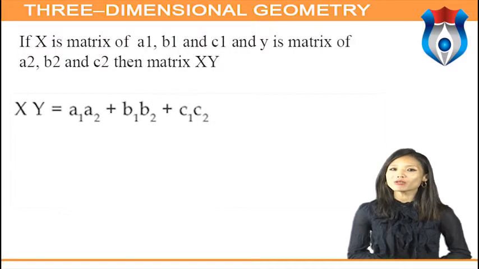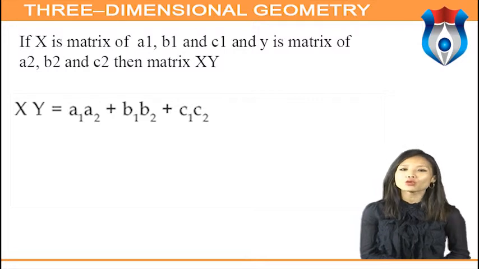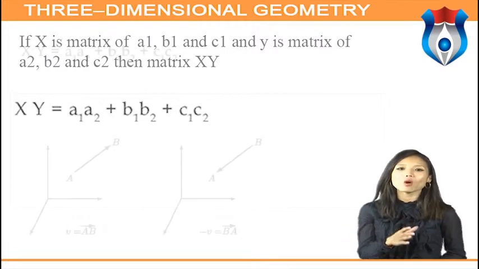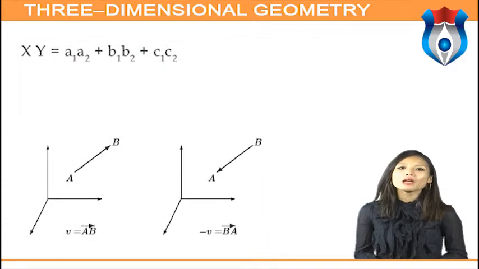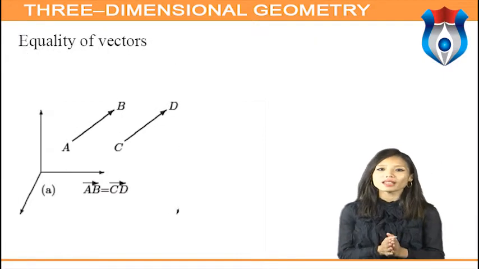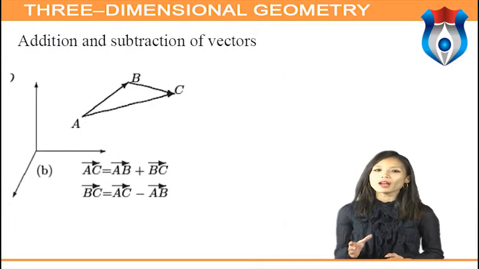Students, let us discuss the dot product. If X is the vector (A1, B1, C1) and Y is the vector (A2, B2, C2), then the dot product of X and Y is defined by X·Y = A1A2 + B1B2 + C1C2. Equality of vectors. Addition and subtraction of vectors.